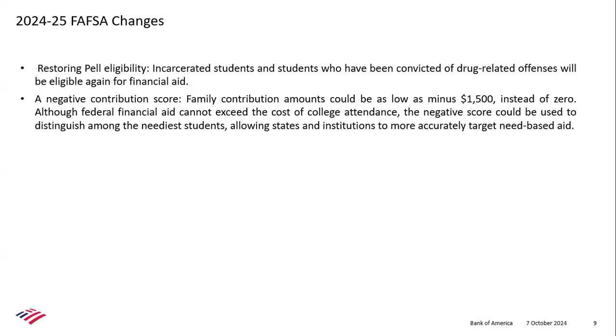A negative contribution score, that can certainly happen. Family contribution amounts can be negative. Now, I can't afford to help my son, my daughter at all with college expenses. I'm barely getting by as it is, or it could be negative going through those calculations. Now, financial aid's never going to exceed the cost of attending college. They're not going to give you extra money. But that negative score could certainly be used to distinguish among the neediest students.